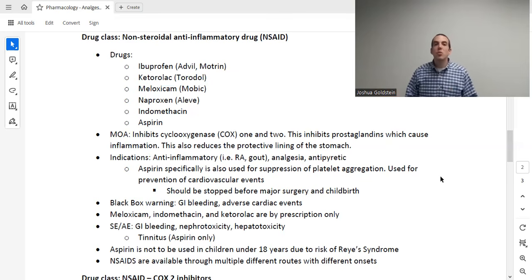The black box warning, we have two of them for all NSAIDs. The first is GI bleeding. Now let's go back to the mechanism of action and figure out why. Because you already know it, because we're good.